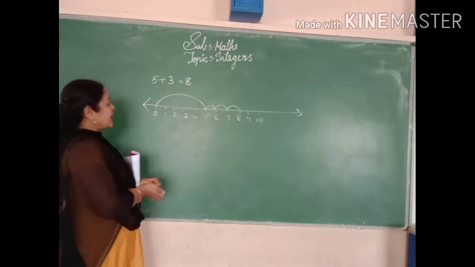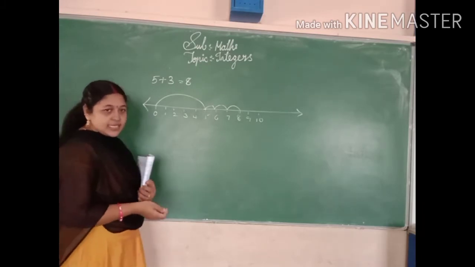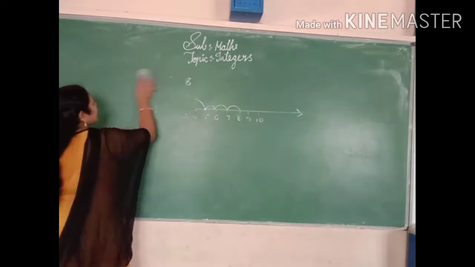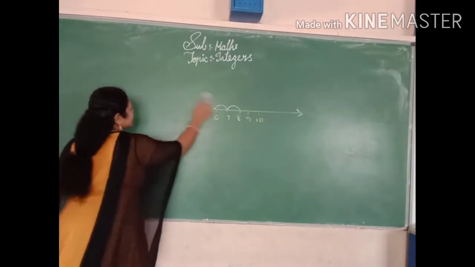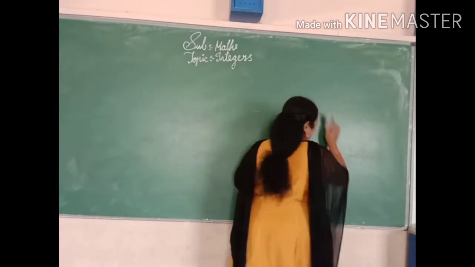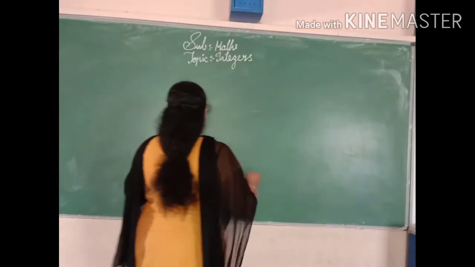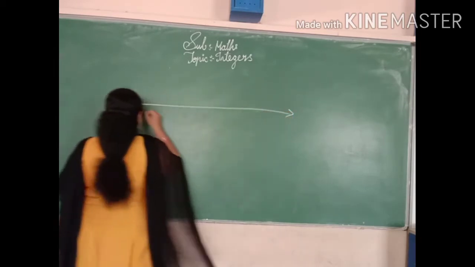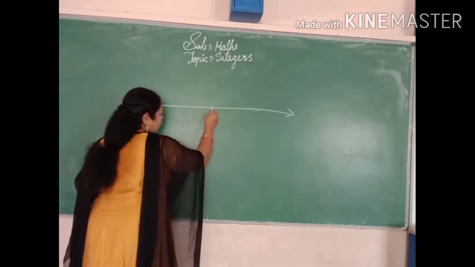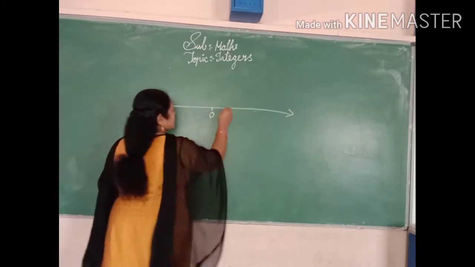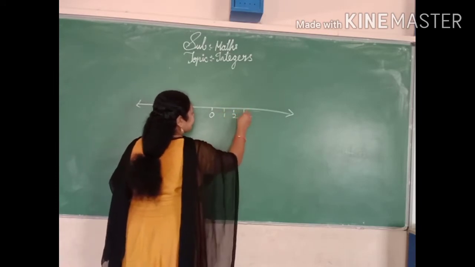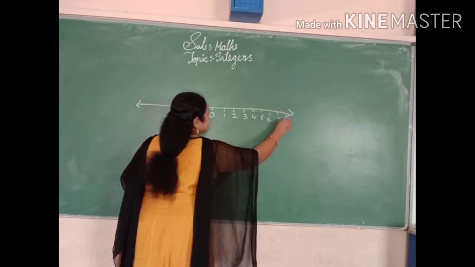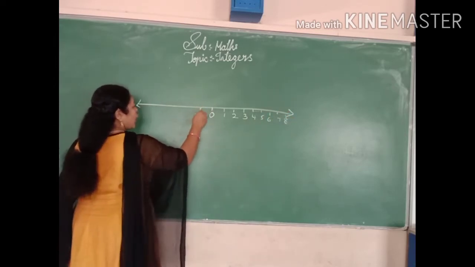This is how we know addition on the number line. But if you have addition of integers, then as in the previous classes we have taken a number line, that type of number line we use. So our 0 comes in between. Our positive numbers will be here. We have negative numbers in the opposite direction.